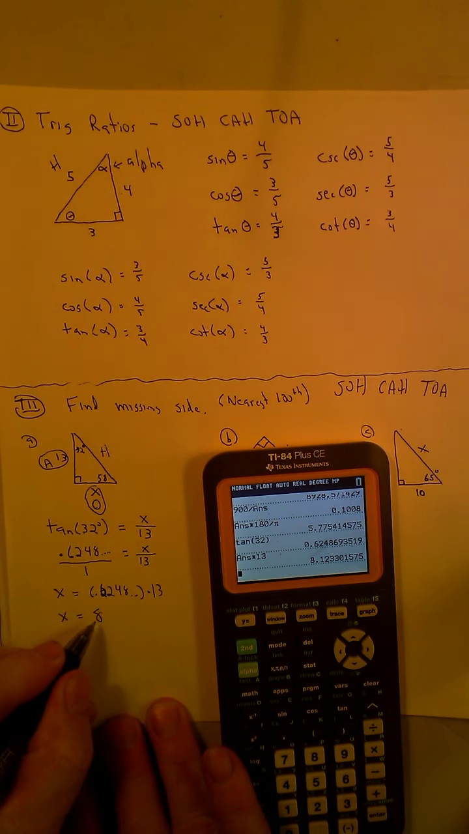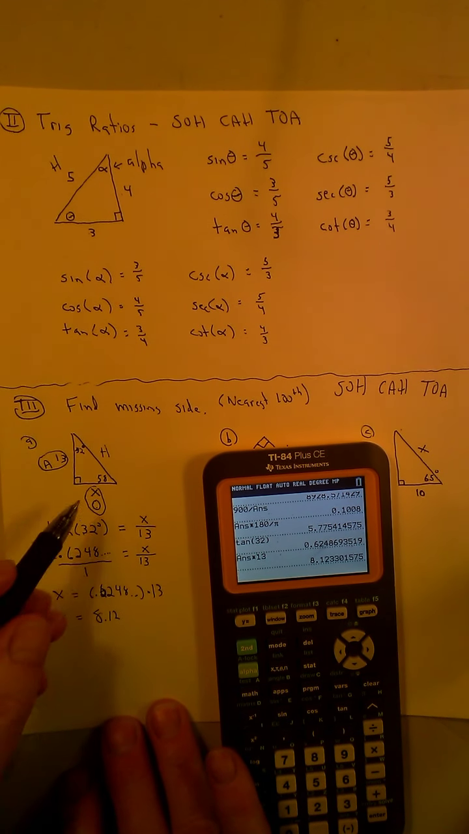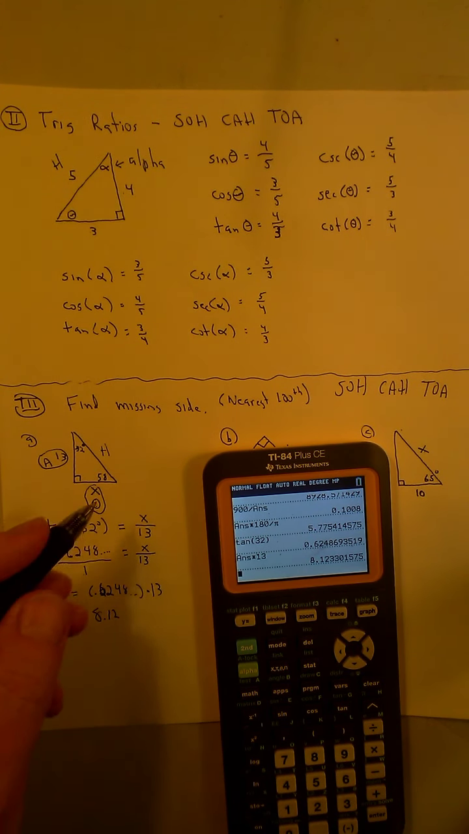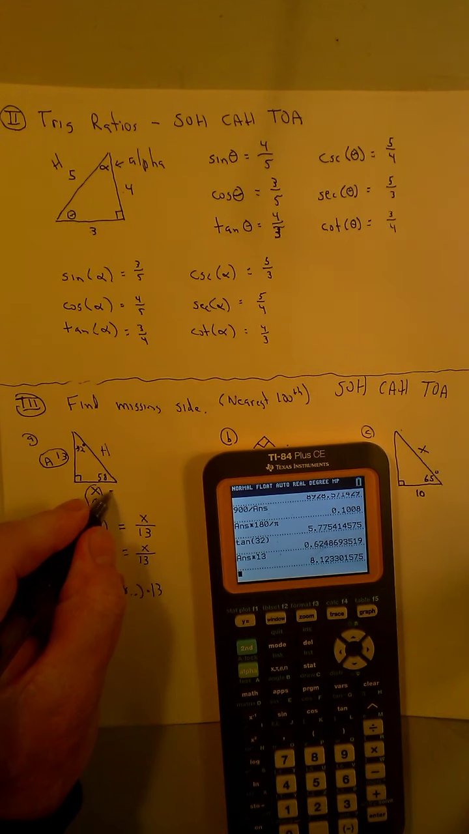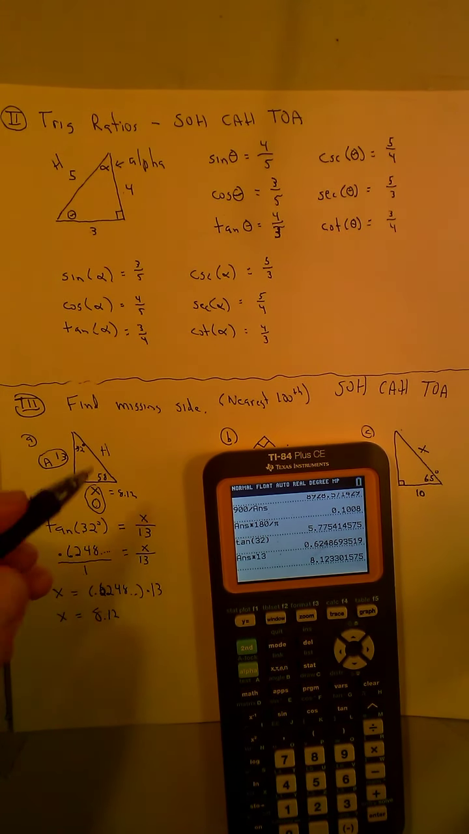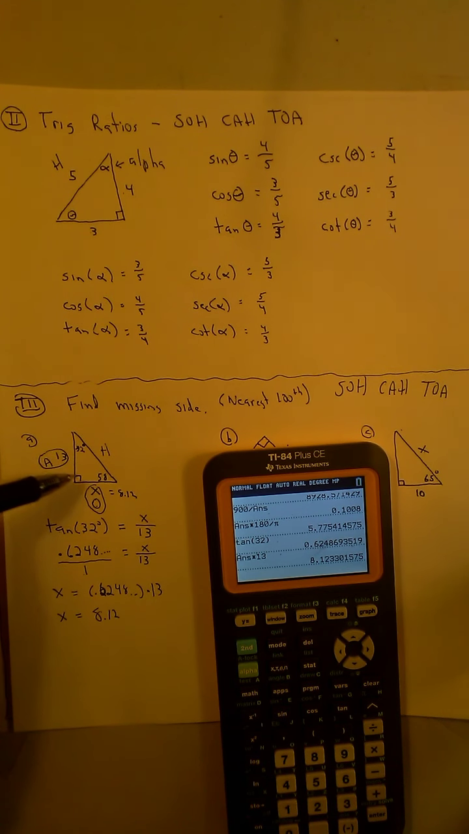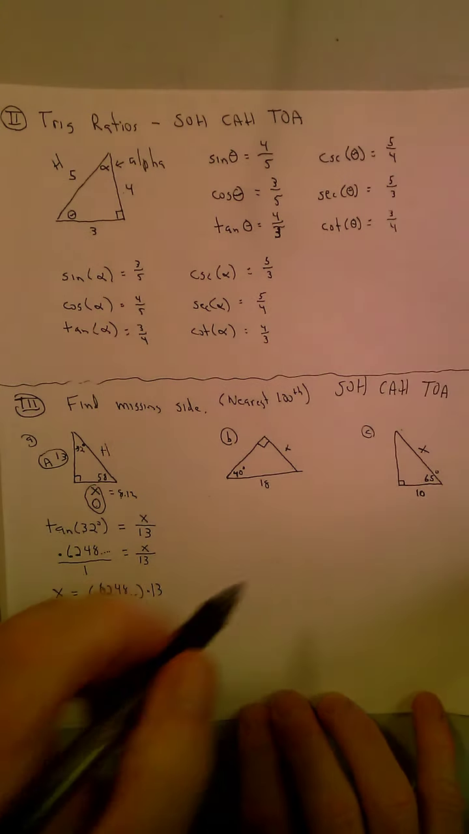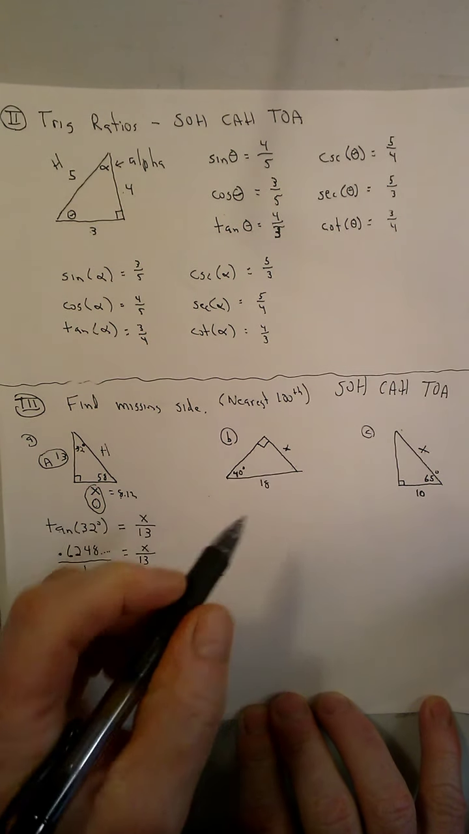Now once you have the length of that side, you could use the Pythagorean theorem and figure out this side, or you could write another trig ratio. Okay, so again, now what you want to do is identify the sides you want to work with and then find the trig function that matches that.